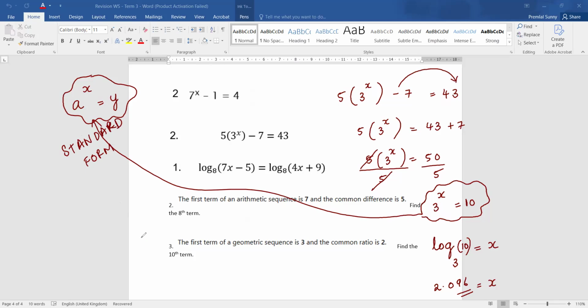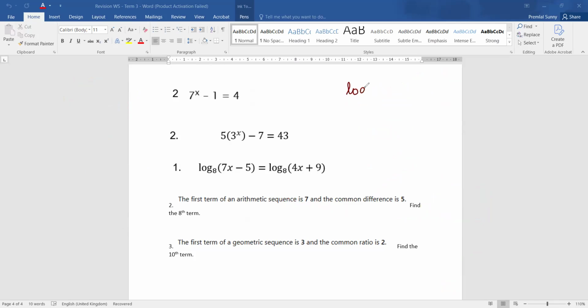In this standard form, it will be much easier. Okay, now moving on to the next question here. Log to the base 8 of 7x minus 5 is equal to log to the base 8 of 4x plus 9. Check both sides, we have log with the same base. So you cancel them. Now 7x minus 5 is equal to 4x plus 9.